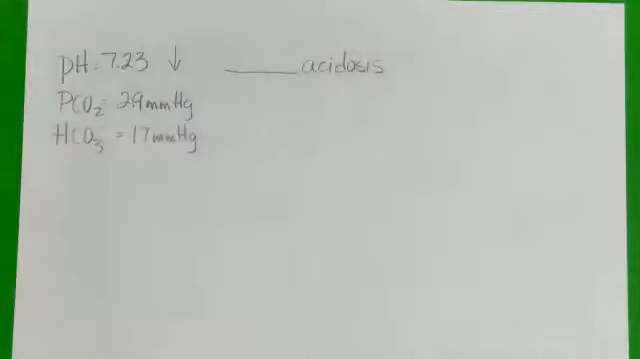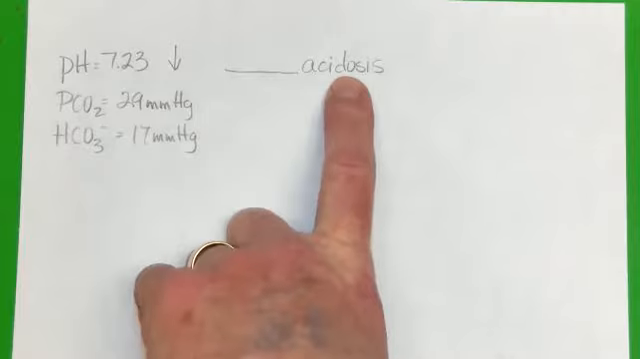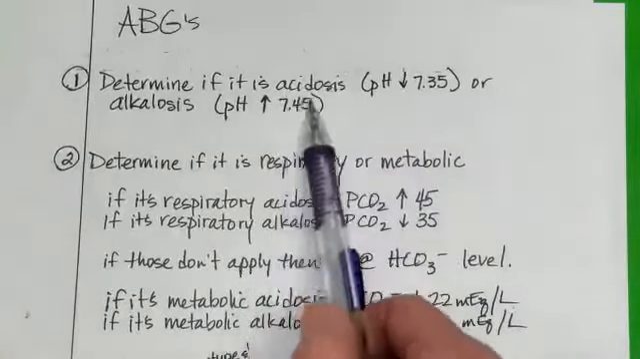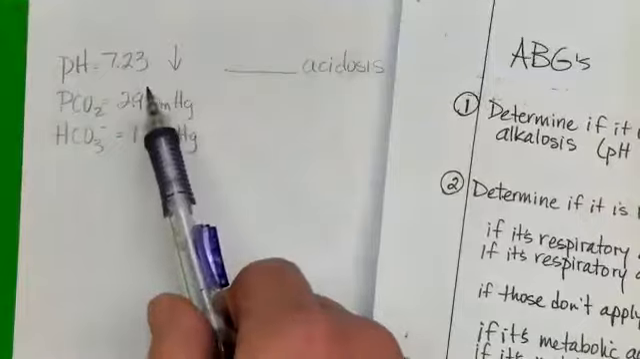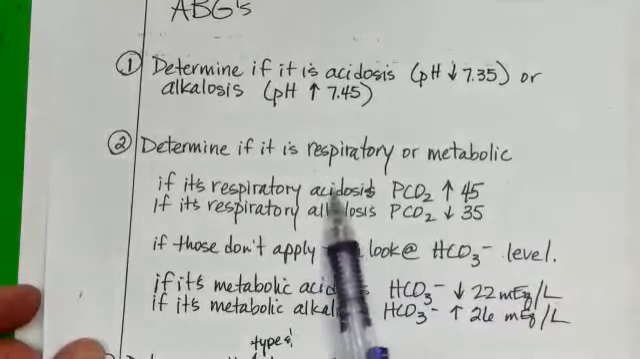But what kind of acidosis is it? It could be respiratory acidosis. It could be metabolic acidosis. Now I have to investigate further. The next step says determine if it's respiratory or metabolic. We're always going to check to see if it's respiratory first. Because we know it's acidosis, we're checking to see if it's respiratory acidosis. Let's look right here. I already know that it's acidosis because the pH is 7.23. So I'm looking to see if it's respiratory acidosis.